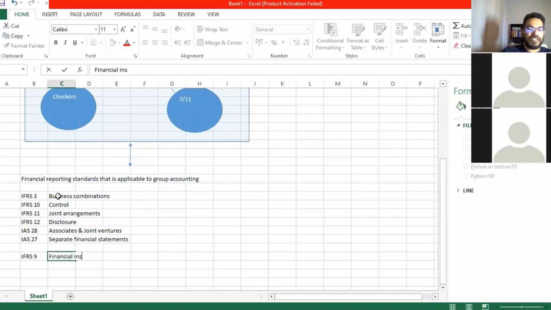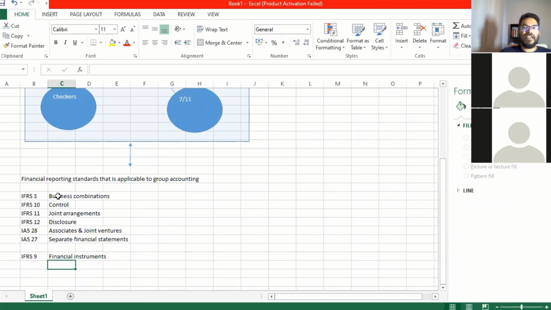Financial instruments. So we'll go through this one more time. IFRS 3 deals with business combinations. Business combinations deals with the accounting treatment at acquisition. IFRS 10, IFRS 11, and IAS 28 deals with the accounting treatment of group companies in subsequent, after, at acquisition, since acquisition.